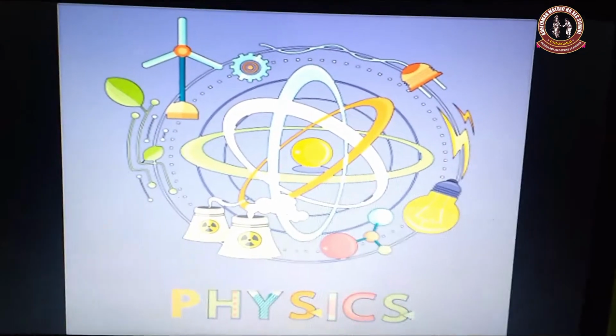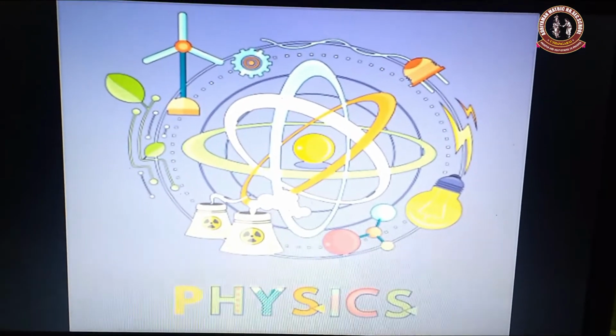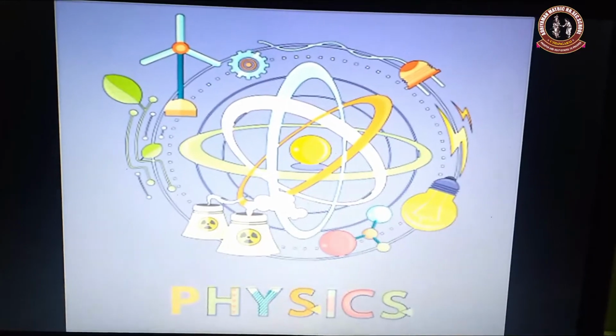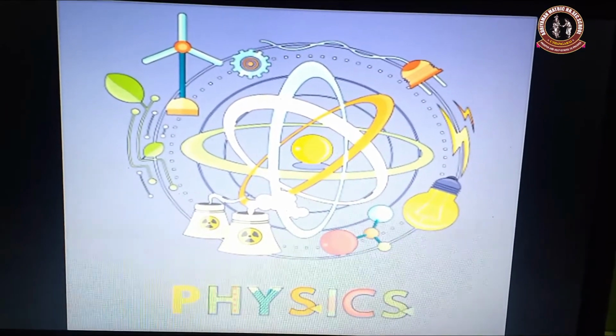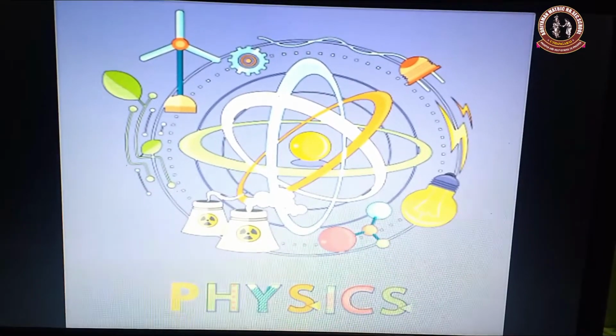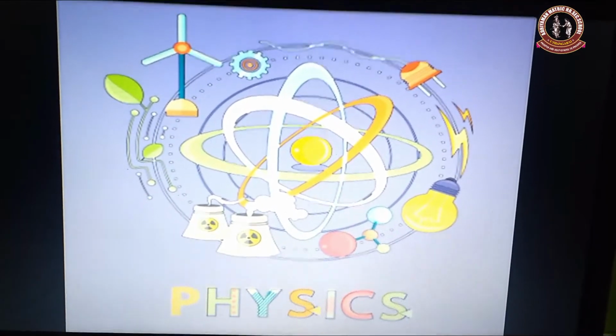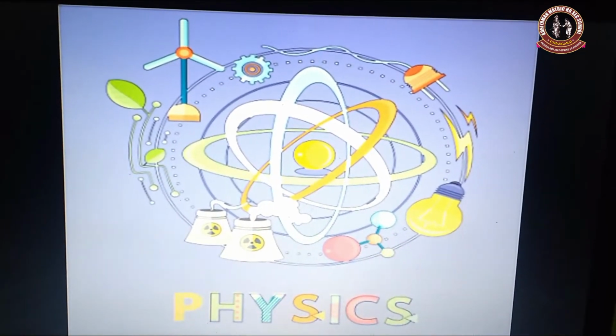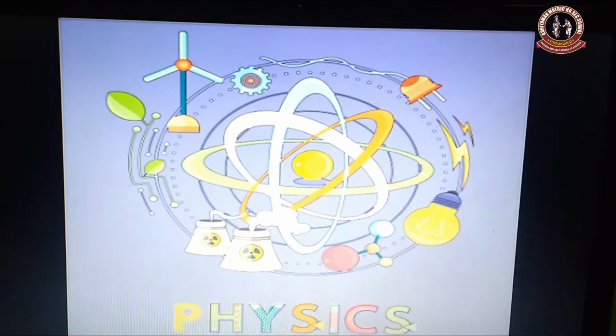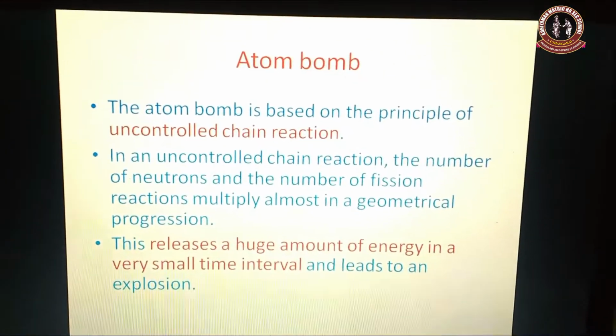Today we are going to see nuclear physics part 4. In the last classes we have seen nuclear fission and chain reaction. In the chain reaction there are two types, controlled chain reaction and uncontrolled chain reaction, and finally we saw critical mass. Now we are going to see the next topic, atom bombs.